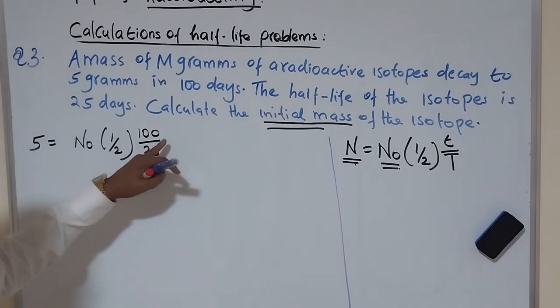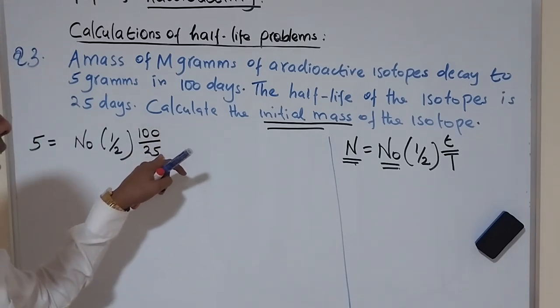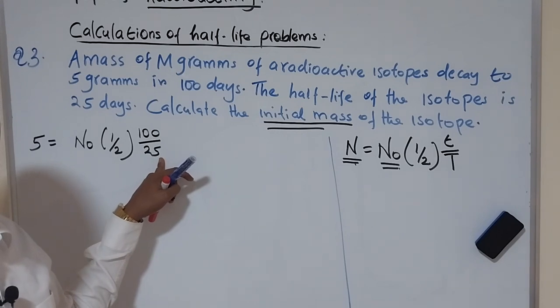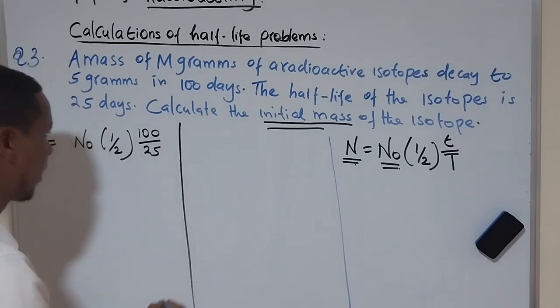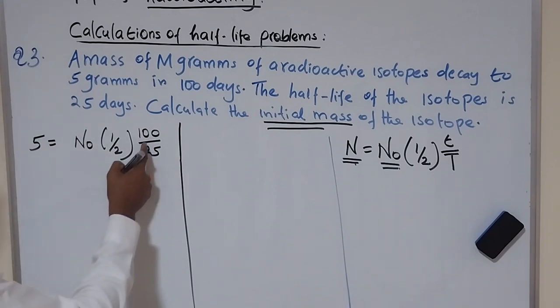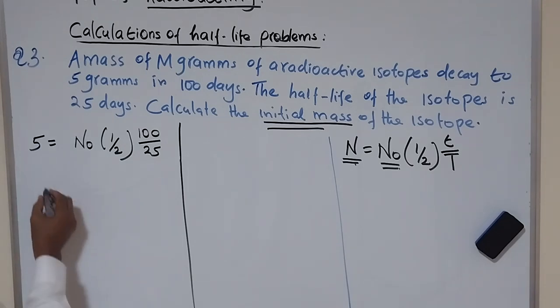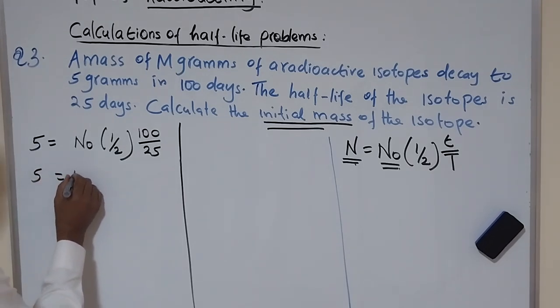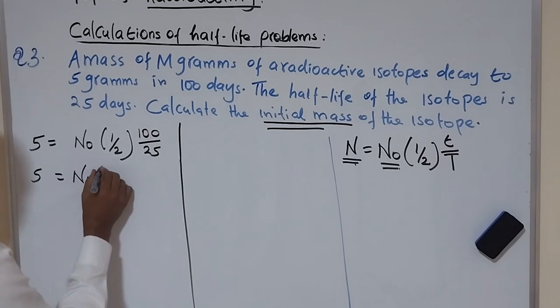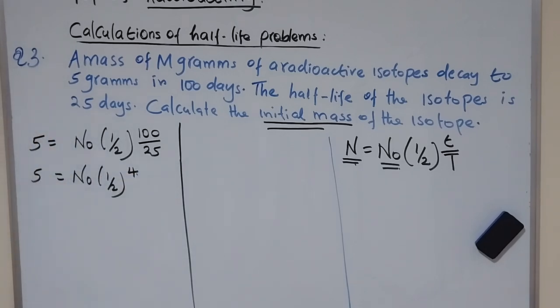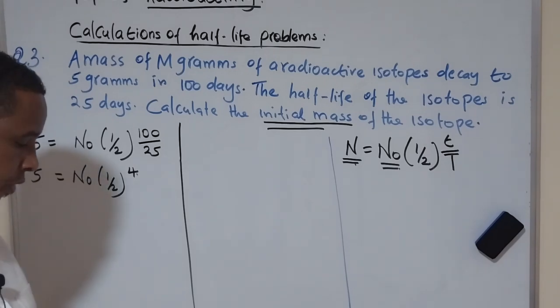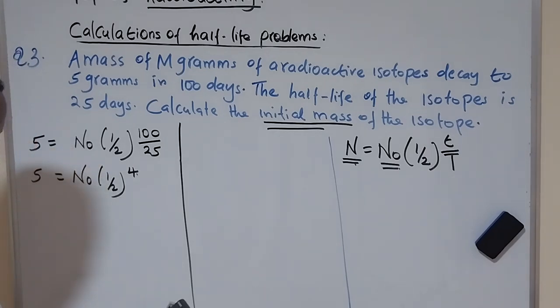So if now you have got both t's, that is time and the half-life, you don't need to introduce a logarithm. You solve the equation the way it is. Okay, so let's now do 100 divided by 25, will give us 4. So that is 5 is equal to N0 times half power 4. So half power 4 will be what? Half power 4 will be 0.5 power 4.